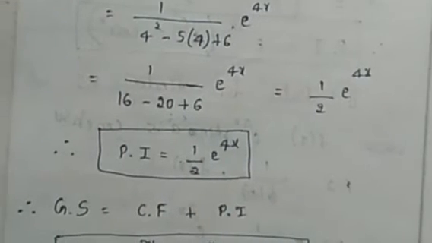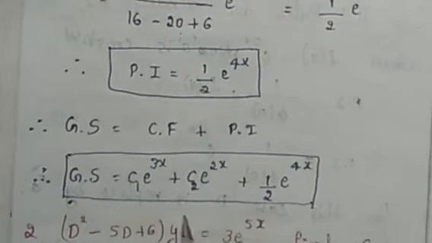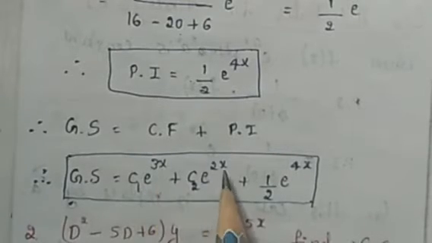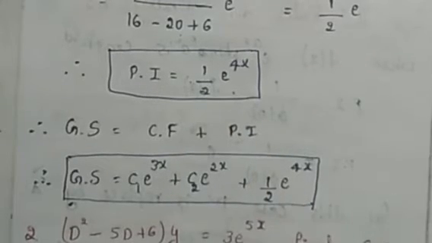What is the general solution? The general solution is complementary function plus particular integral. So the general solution is equal to c1 e to the power 3x plus c2 e to the power 2x plus the particular integral, half e power 4x.